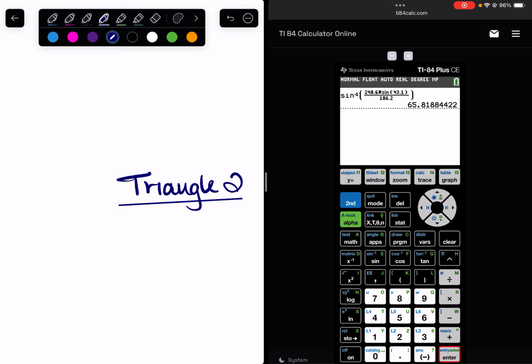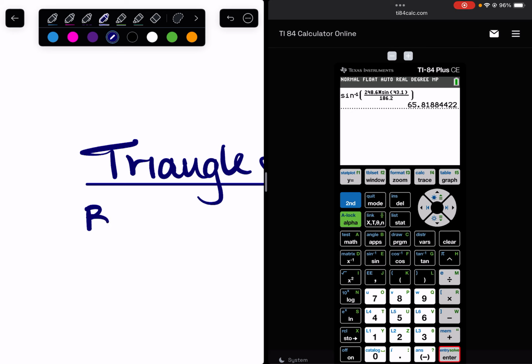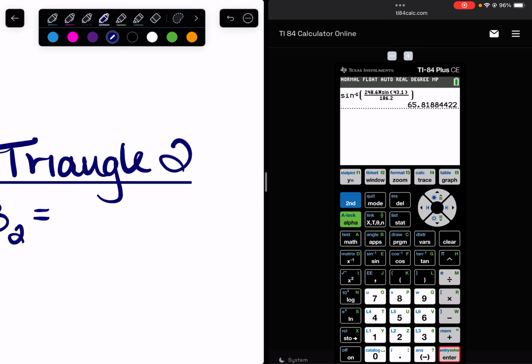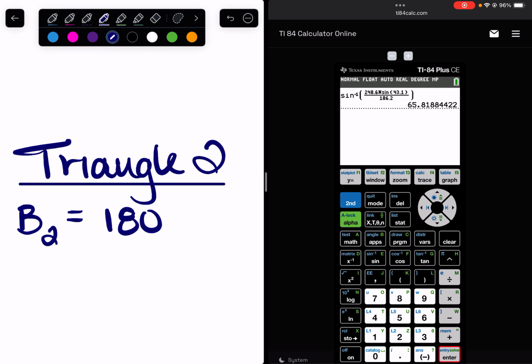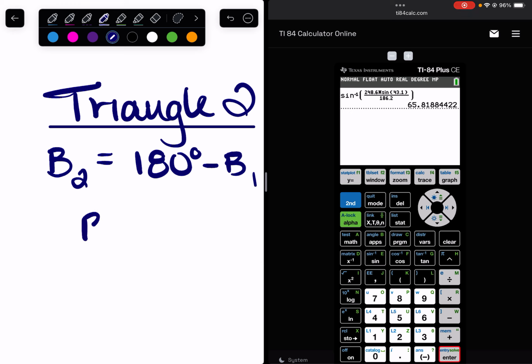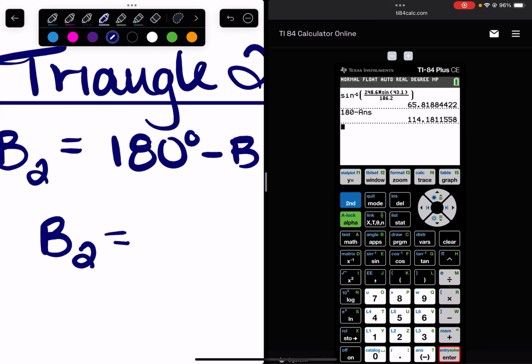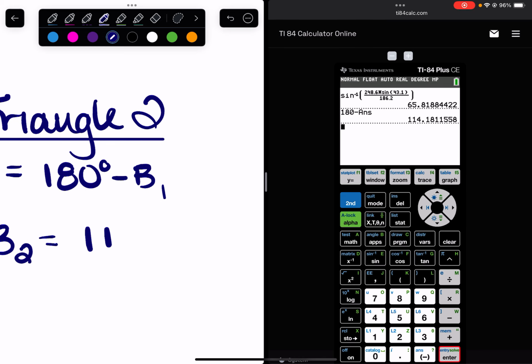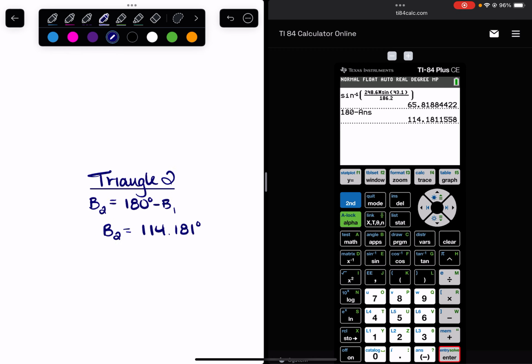All right, triangle 2, I call it B sub 2. So all my subscripts with 2's will be the second triangle. B sub 2 is the supplement of that angle we just found. So if I take 180 degrees and subtract B sub 1 from it, which we just found in the calculator right there, that will give us the starting point for triangle 2. So I'm going to do 180 minus, and then I'm going to do second answer to pull that number down for me. So there is my angle B sub 2, 114.181 degrees. All right, so I've got my starting point for triangle 2.